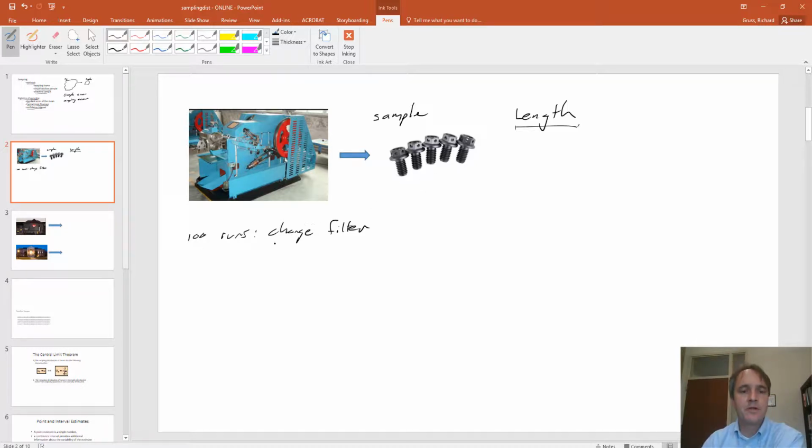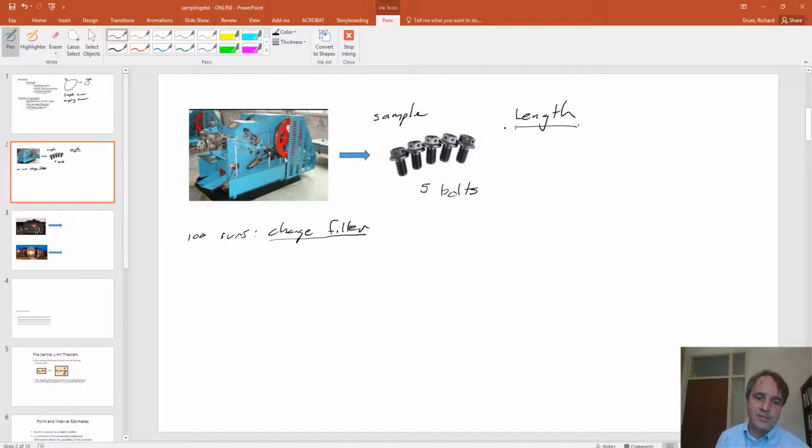So let's say after every 100 runs, we're required to change a filter. And then we go ahead and take that opportunity to extract this sample, 1, 2, 3, 4, 5. We take out the first 5 bolts of the next run, and then we measure them, and then we see whether they are the right length. So this is an example of sampling that might be a little bit problematic.